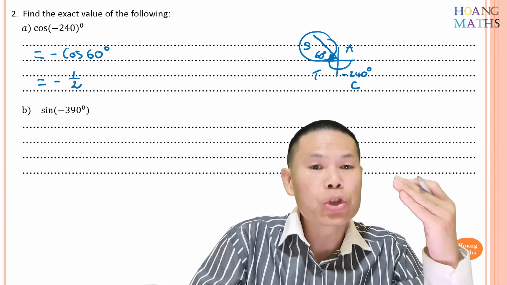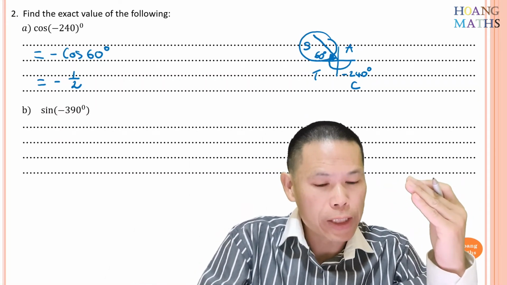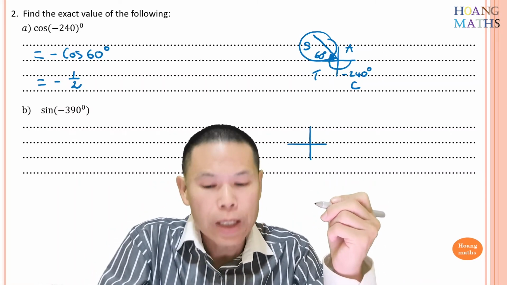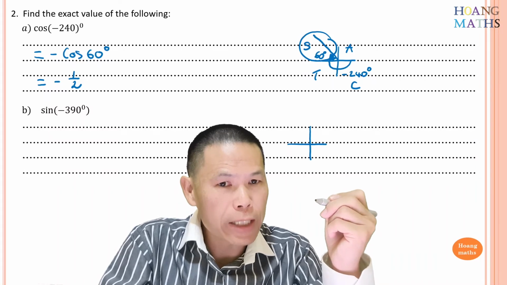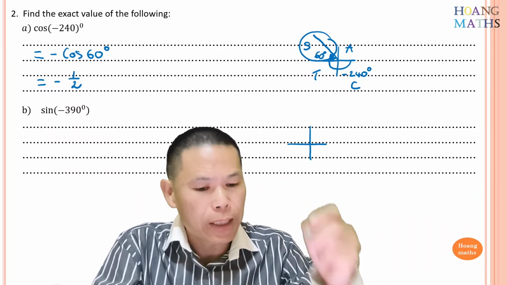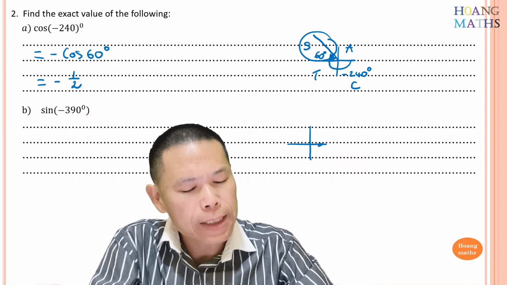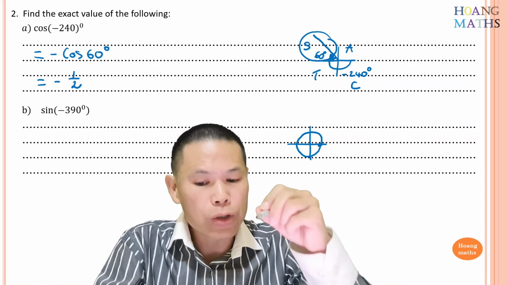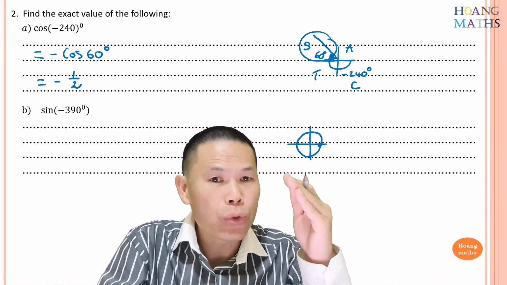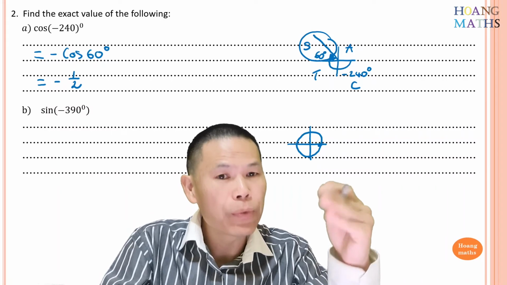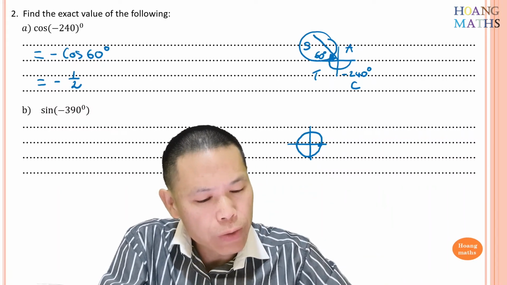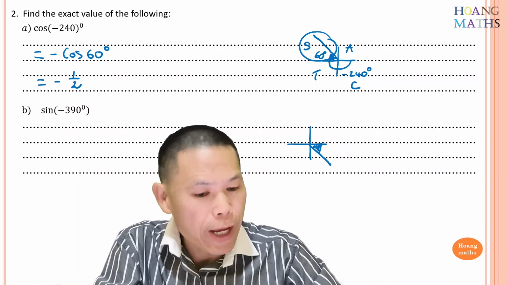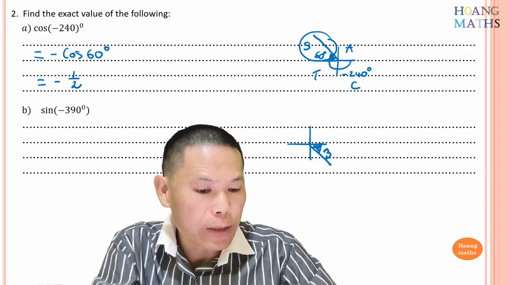Second one, sine of negative 390. So let me just quickly draw a diagram out first. So 390 is more than 360, right? So we already go one complete circle. So we start from the positive x-axis, we go clockwise because it's negative, right? So 360 already. Then we need to go a little bit more because 390 minus 360 is 30. So therefore, we go 30 degrees more, up to here. So this is the reference angle. So the reference angle is 30 degrees.